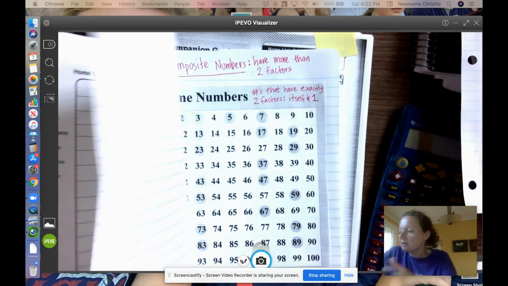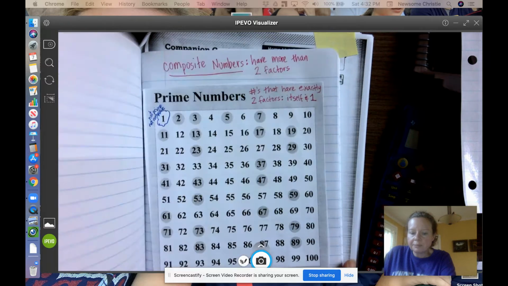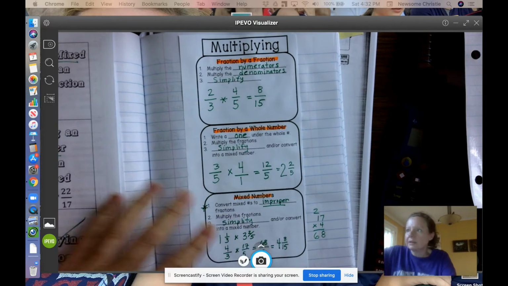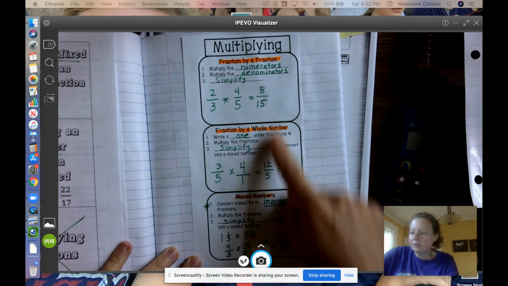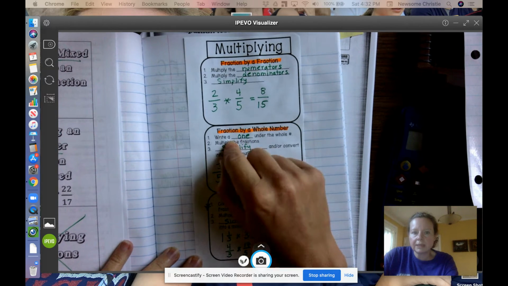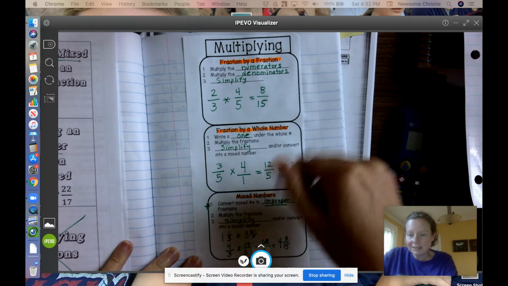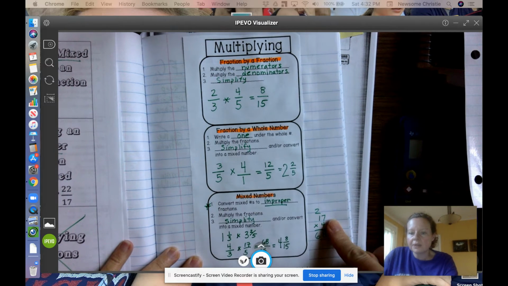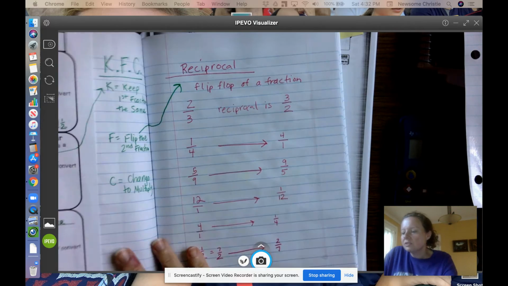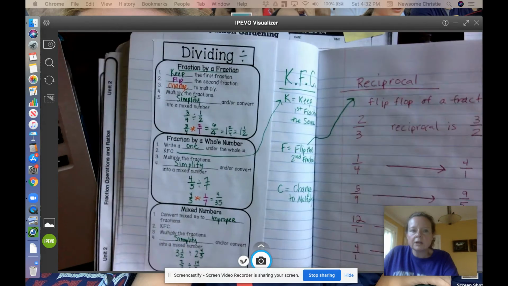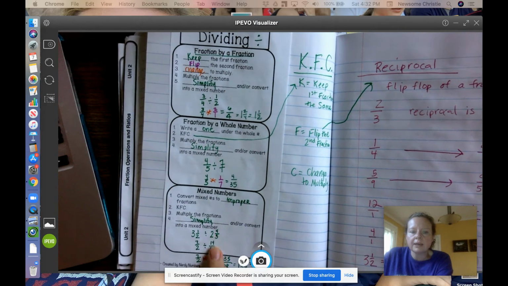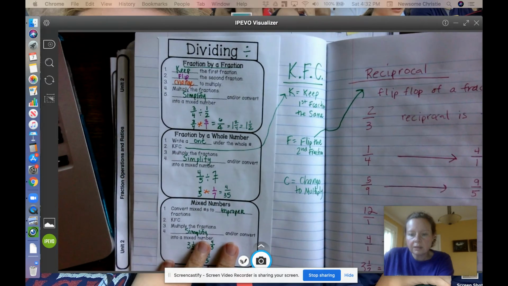So in your interactive notebook, I'm flipped over to chapter 2. You have this whole chart here on multiplying, and it tells you exactly step by step what to do if you're doing fraction times a whole number, and mixed numbers. You have the same chart for division, how to divide a fraction by a fraction, by a whole number, and mixed numbers. Don't forget that you can come back to these pages.